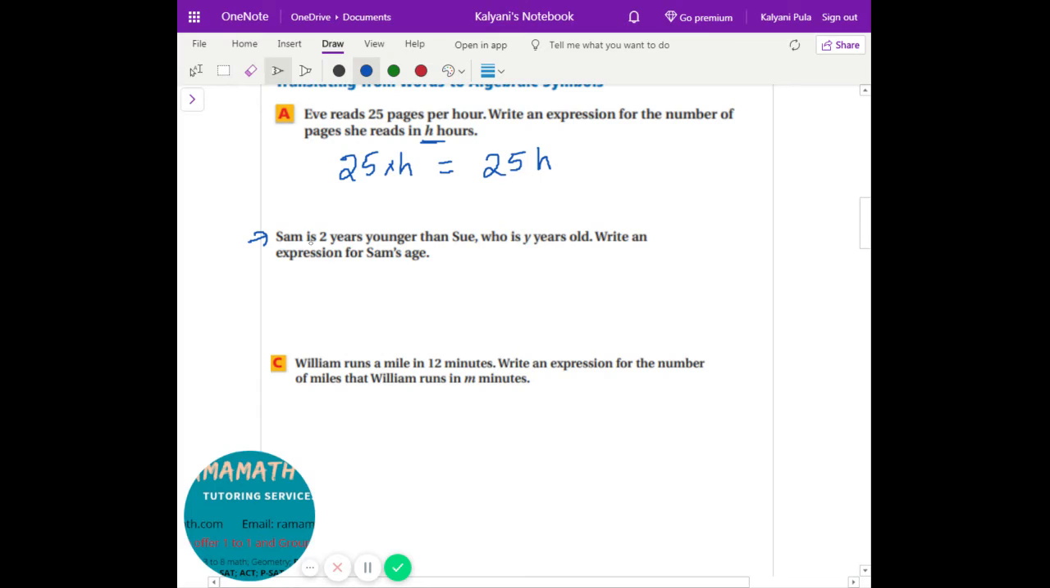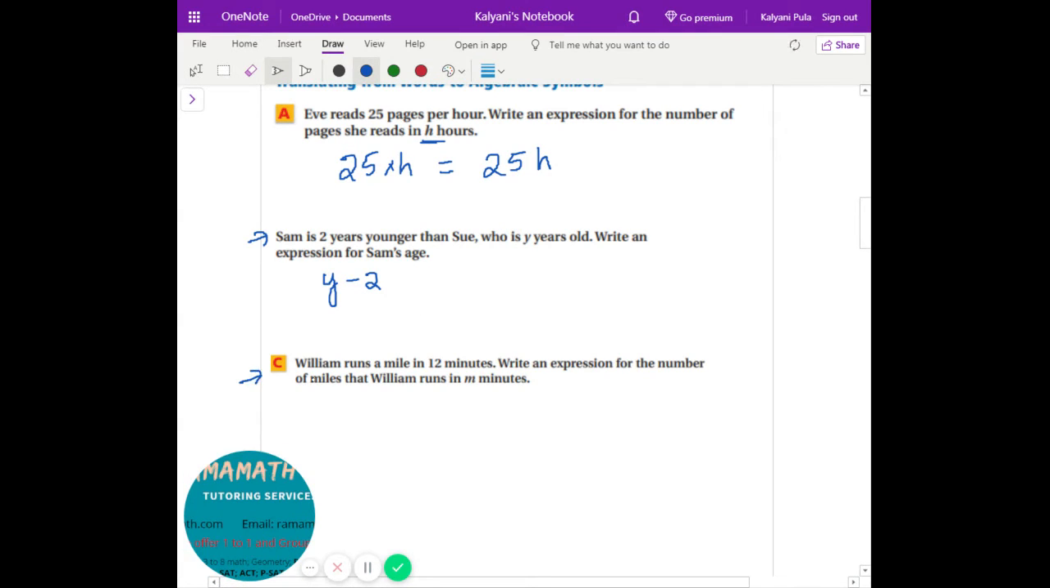Read the question, Sam. So you have to do y minus 2 equals Sam's age. All right, can you explain it to me? How do you get y minus 2? Because if Sam is 2 years younger, then you have to subtract from that. That's right. Very good.